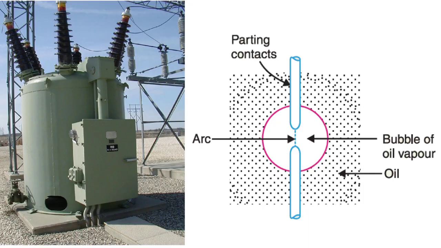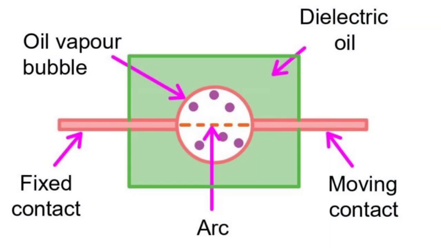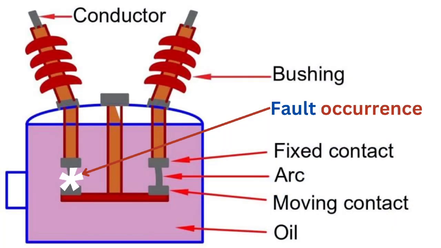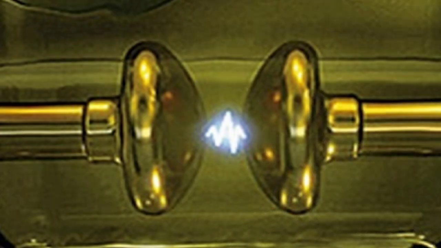high voltage applications. The principle of operation of an oil circuit breaker is based on the ability of oil to quench the arc that forms when a circuit is interrupted. When a fault occurs in the electrical system, the circuit breaker detects the fault and initiates the opening of the contacts. As the contacts separate, an arc forms between them, which is then quenched by the oil.